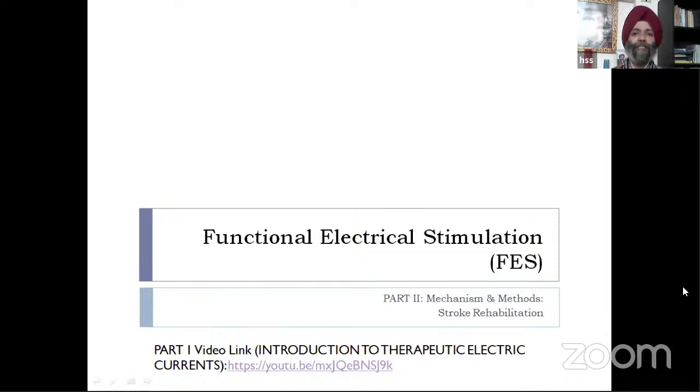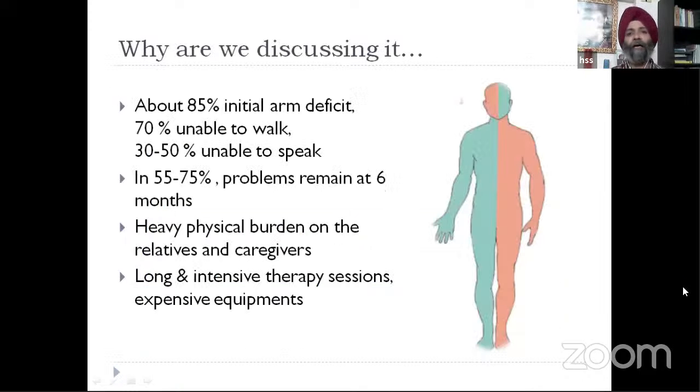And based on the same premise is the functional electrical stimulation. Now, let us look more at how we can modify the stimulation characteristics depending on the patient requirements and various impairments, especially for the population or people with stroke for rehabilitation. And why do we discuss it?